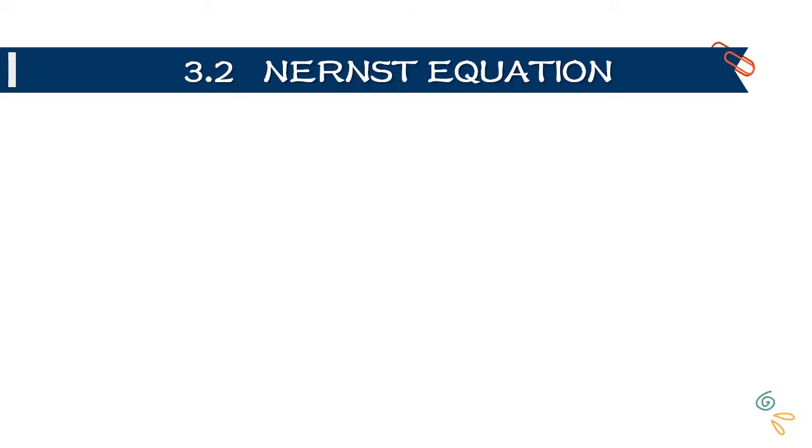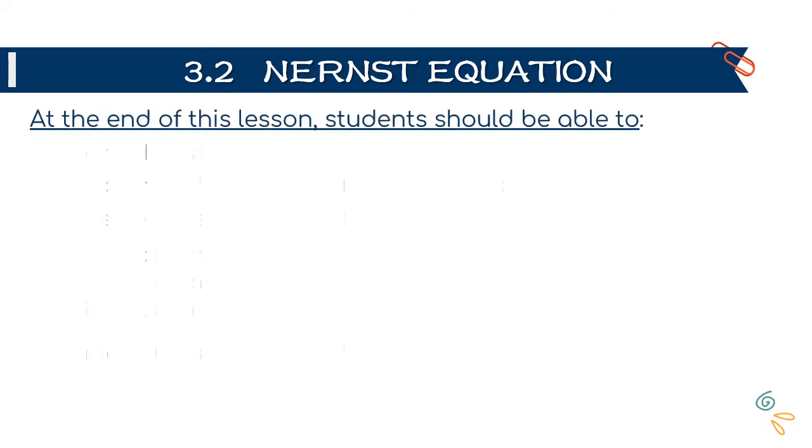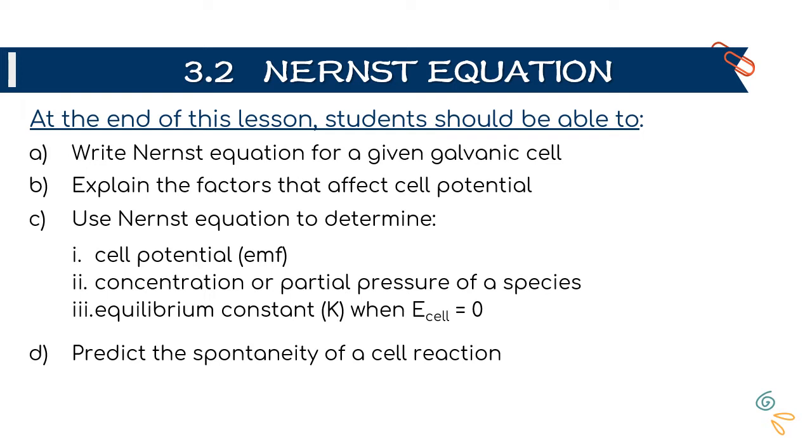This video is for subtopic 3.2 Nernst equation, and at the end of this lesson you should be able to write the Nernst equation for a given galvanic cell, explain the factors that affect the cell potential, use the Nernst equation to determine the cell potential or EMF, the concentration or partial pressure of a species, and the equilibrium constant K when E cell is 0. And lastly, predict the spontaneity of a cell reaction. So without further ado, let's start.